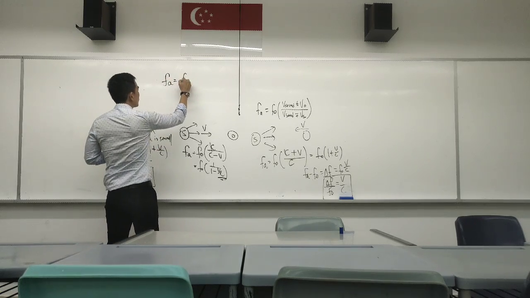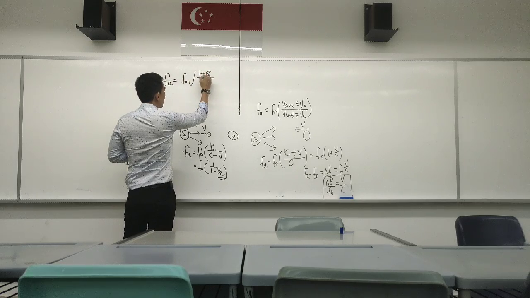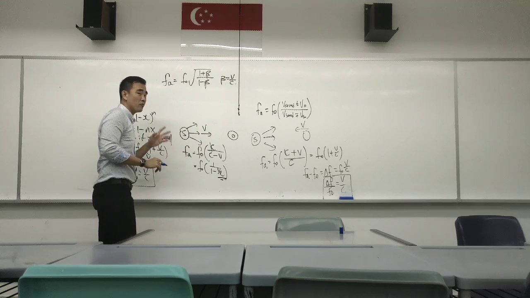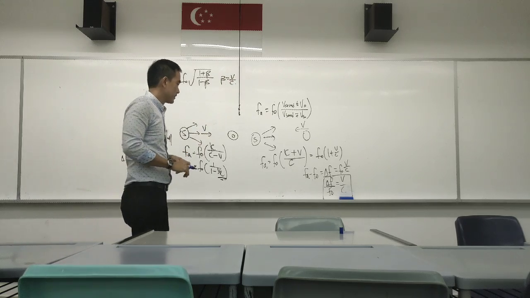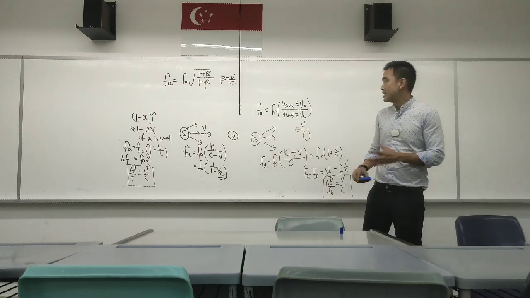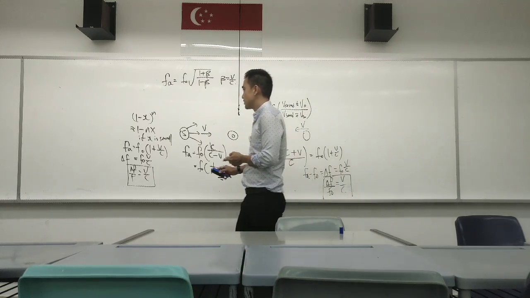f_A is actually equal to f naught times the square root of (1 plus beta) over (1 minus beta), where beta equals v upon c. Now this is the relativistic Doppler effect. So it is quite different from the form that we saw. At least with the square root sign, it is quite obvious it is different.